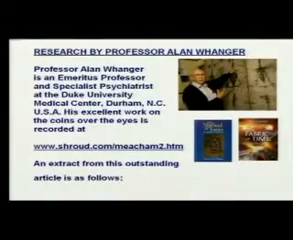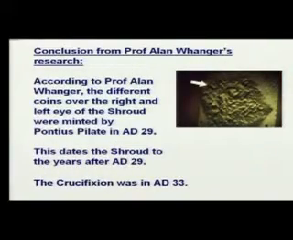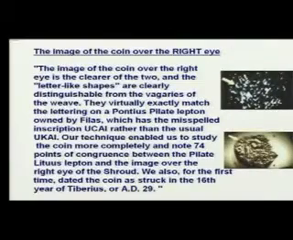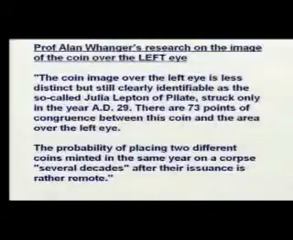This research was done by Professor Alan Whanger. You can read about him on shroud.com. He's also written an excellent book called The Shroud of Turin. And this is his conclusion. According to Professor Whanger, the different coins over the right and left eye of the shroud were minted by Pontius Pilate in AD 29, which dates the shroud to the years after AD 29. Of course, the crucifixion was in AD 33. Now, I won't go into the exact details of what he found over the right eye and the left eye, but he's quite certain that these are separate coins, both minted in AD 29 by Pontius Pilate.